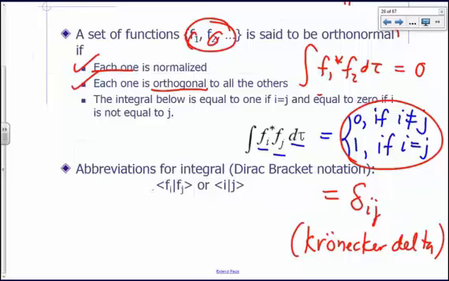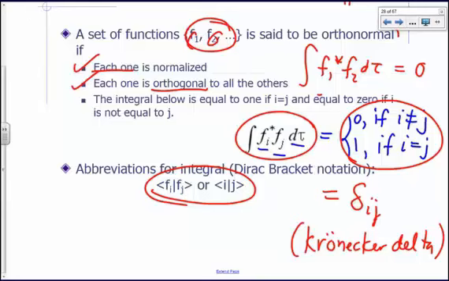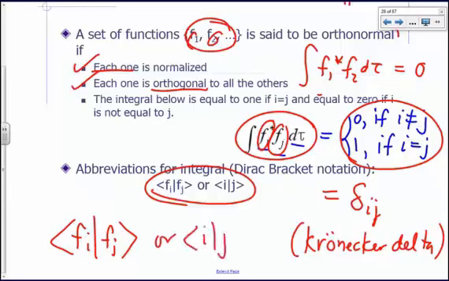You can also abbreviate that using Dirac bracket notation. This is just f sub i in the bra, f sub j in the ket. The function that is starred goes in the bra, and the other function goes in the ket. Or if you're really lazy, you can just say i, j, if you already know what functions you're referring to. So you see three different ways of abbreviating that integral, provided you know what those functions are.